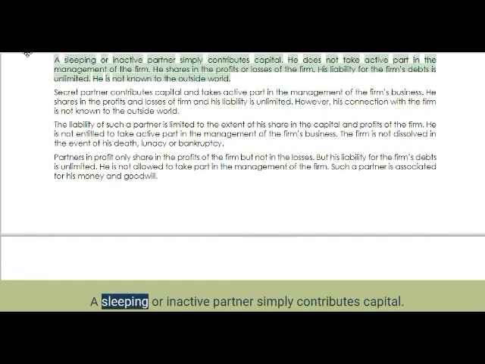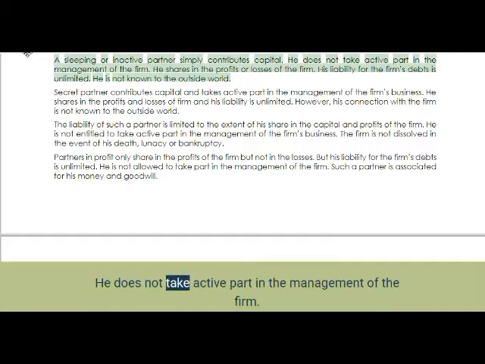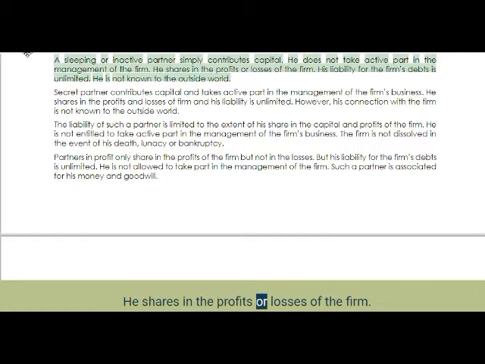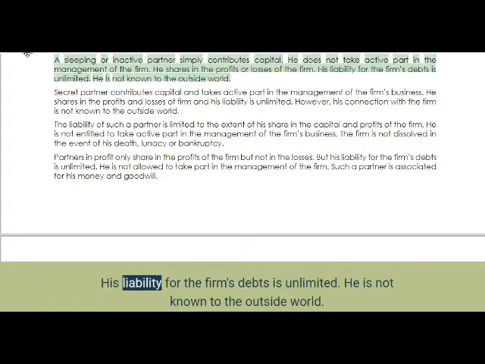A sleeping or inactive partner simply contributes capital. He does not take active part in the management of the firm. He shares in the profits or losses of the firm. His liability for the firm's debts is unlimited.